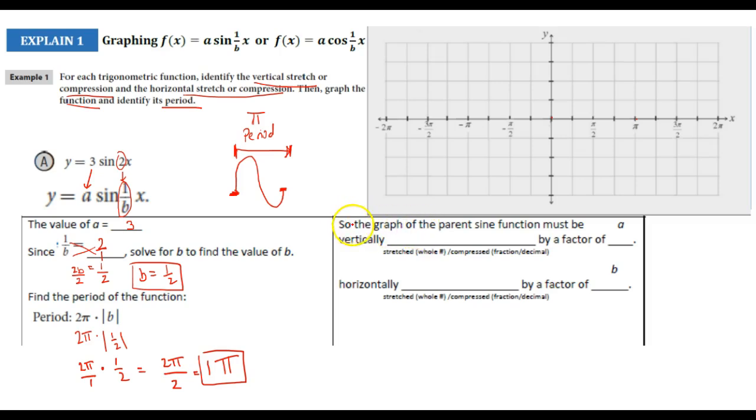So let's say it says, the graph of the parent sine function must be a vertical stretch or compression. So our a value is 3. Our b value is 1/2. If it's a whole number, will it be stretched or compressed? Stretched. And you can keep this as a reference so you kind of know. And if our b value is a fraction, will it be stretched or compressed? Compressed. And all that means is essentially this would probably be a little bit longer, and it'll probably go through a lot more waves.